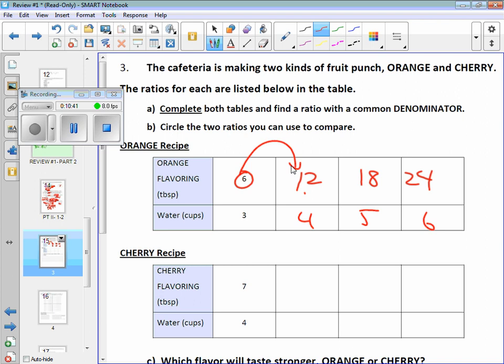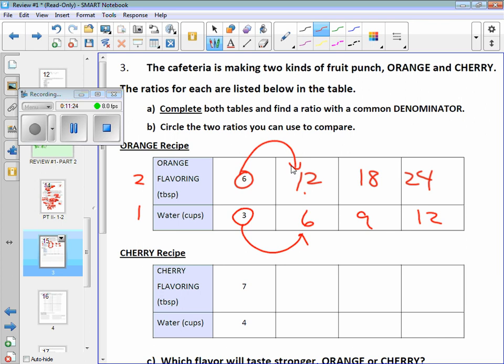Did you get 12, 18, and 24? Yeah. Then did you get count by 3s and get 6, 9, and 12? Yeah. The other way to do it, and I'm not suggesting you do it this way, but 6 to 3, if I were to ask you what's the value of that ratio? Remember, 6 to 3 can be reduced to what over what? 2 to 1. And now, if you wanted to, you can then count by 2s and count by 1s.